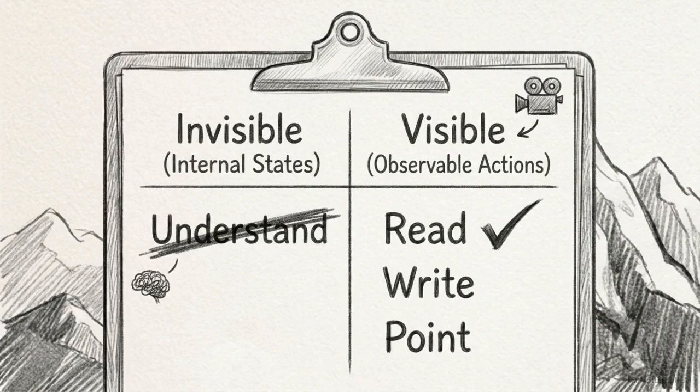This chart illustrates the difference between invisible states of mind and visible behaviors. Words like understand or know fail because they happen inside the student's head. You cannot physically witness a student knowing something. Instead, you need active verbs like read, write, or point.